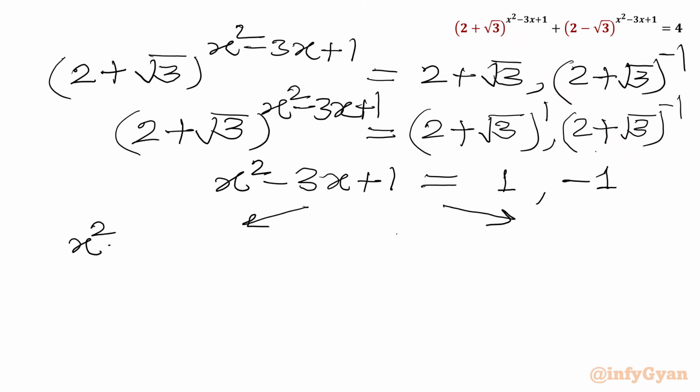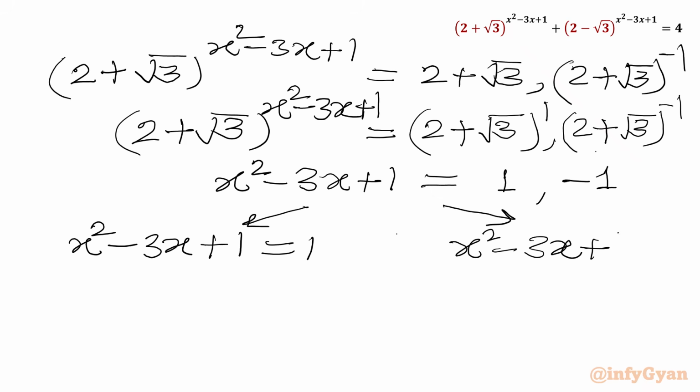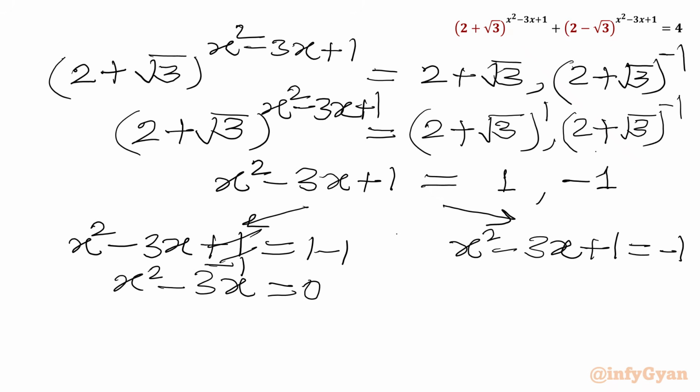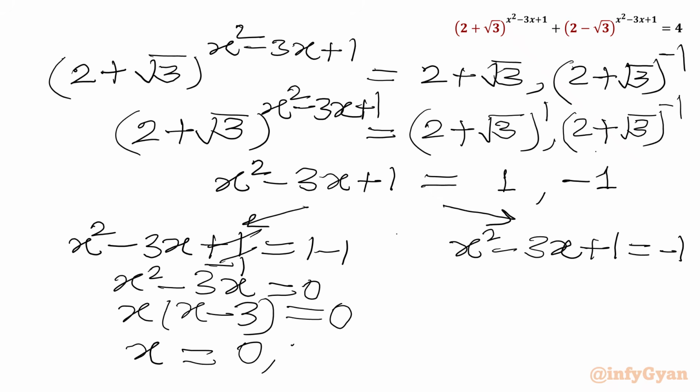So we can write here two quadratic equations. First one is x square minus 3x plus 1 equal to 1, and second equation would be x square minus 3x plus 1 equal to minus 1. So from first equation we will subtract 1 from both the sides. So we can write x square minus 3x will be equal to 0, or we will take x common and get x minus 3 equal to 0. Using product 0 rule, we will get x equal to 0, x equal to 3.